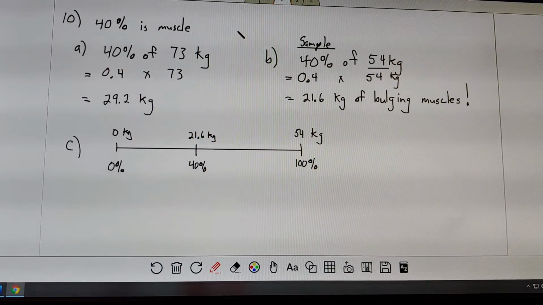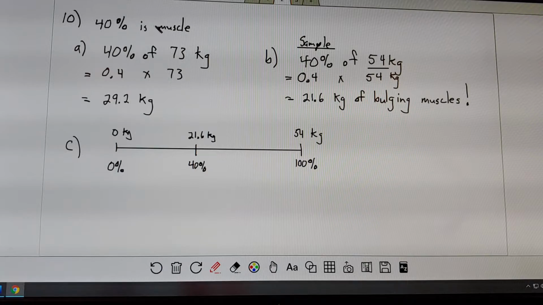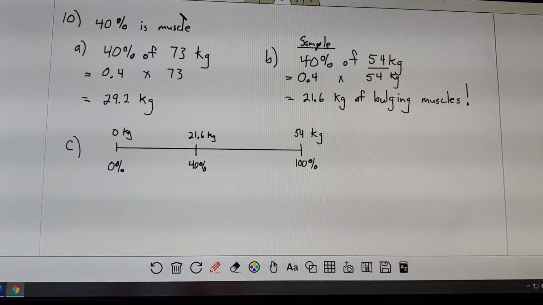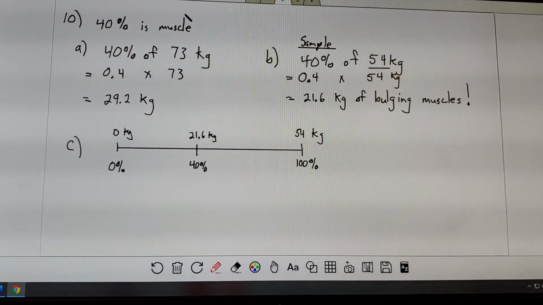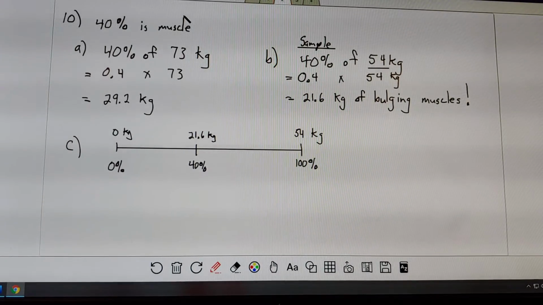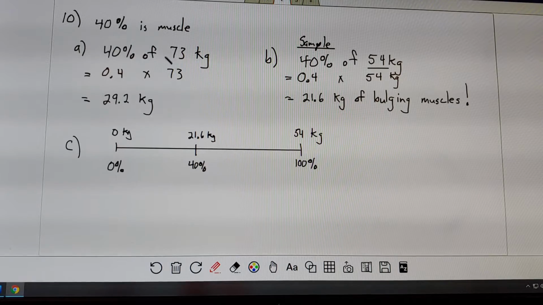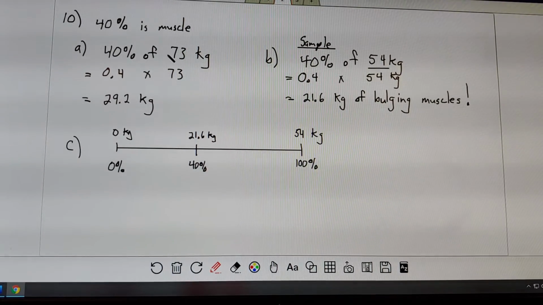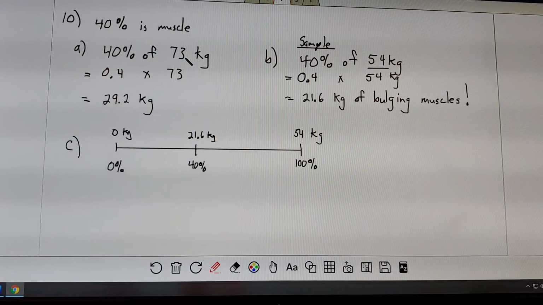For number 10, saying 40% of an average person's body is muscle. So I wrote that down. And it says Ali has a mass of 73 kilograms. What's the mass of his muscle? So they're saying, hey, what's 40% of the person's muscle mass? So I wrote down 40% of the muscle mass.